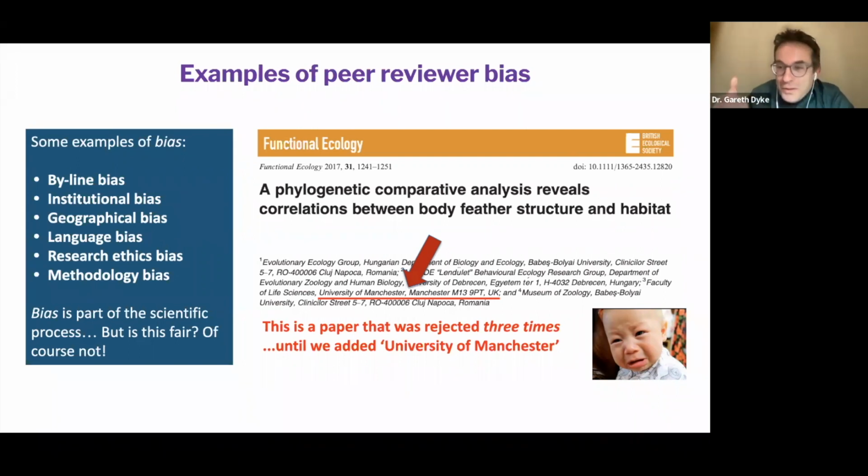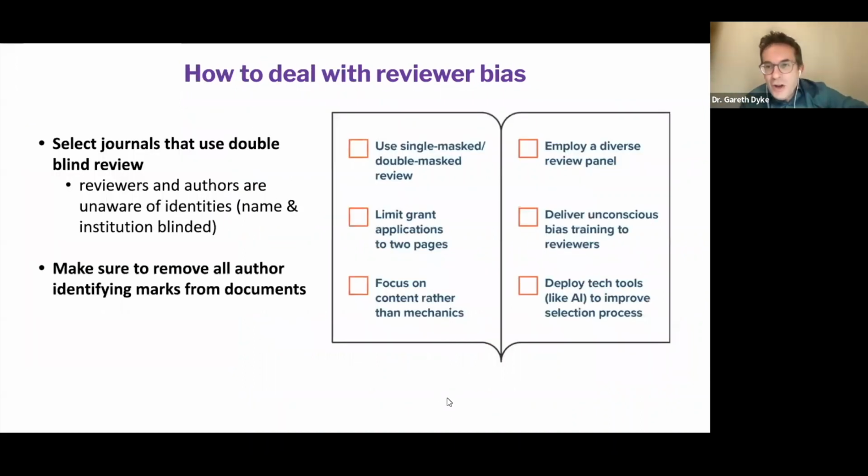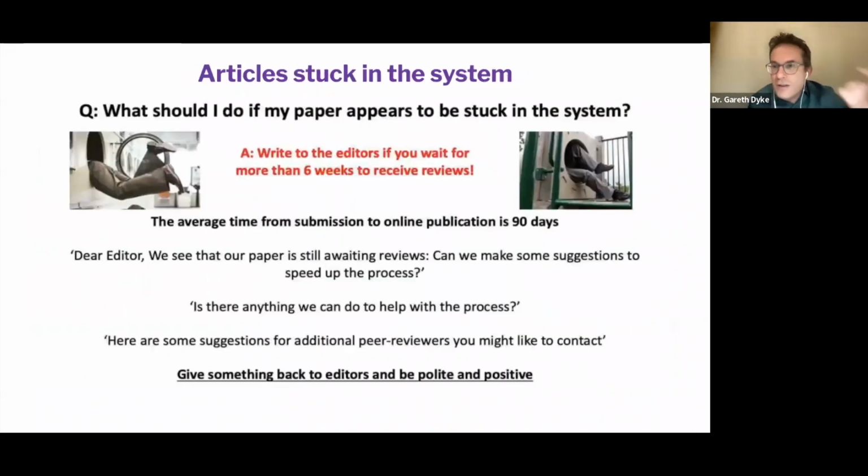But it's important to be aware of these kinds of bias that may exist in the peer review process. Human nature, byline bias, institutional bias, and so on. It's part of the scientific process, but is it fair? Of course not. So you may want to go for a double-blind peer review. Selecting journals that use this process, make sure to remove all author identification marks from your document. We've got lots of checklists. We've got lots of information that you can use to help you with the process.